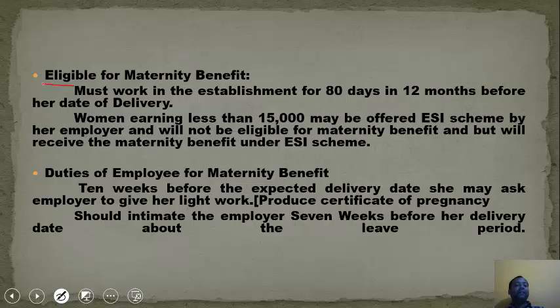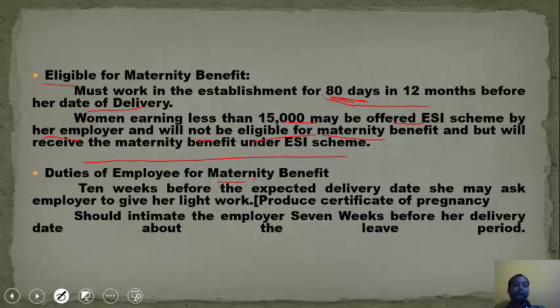The minimum criteria for availing maternity benefit is that the woman must work in the establishment for 80 days in 12 months before her date of delivery. Minimum work must be for 80 days in the past 12 months. Women earning less than 15,000 may be offered ESI scheme by her employer and will not be eligible for maternity benefit, as we have seen in ESI Act, but will receive the maternity benefit under the ESI scheme. Means women can avail either ESI scheme benefit or this benefit.